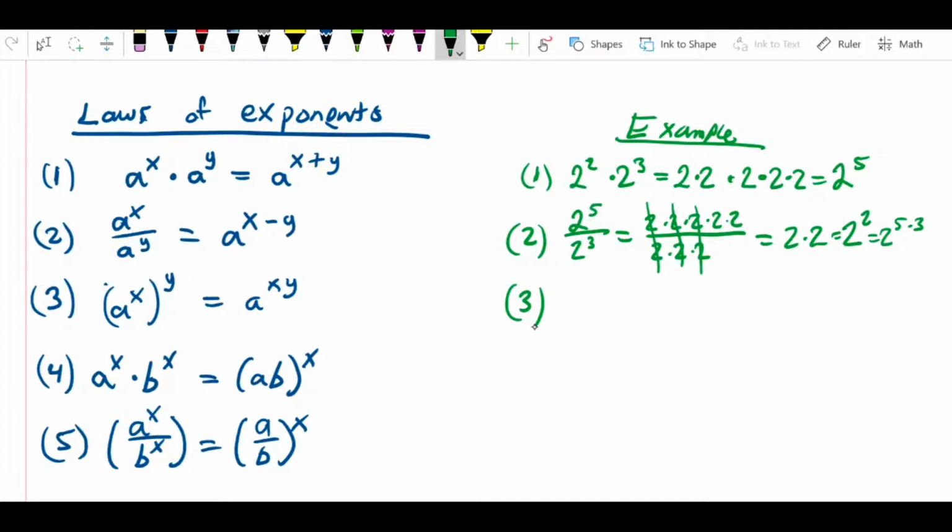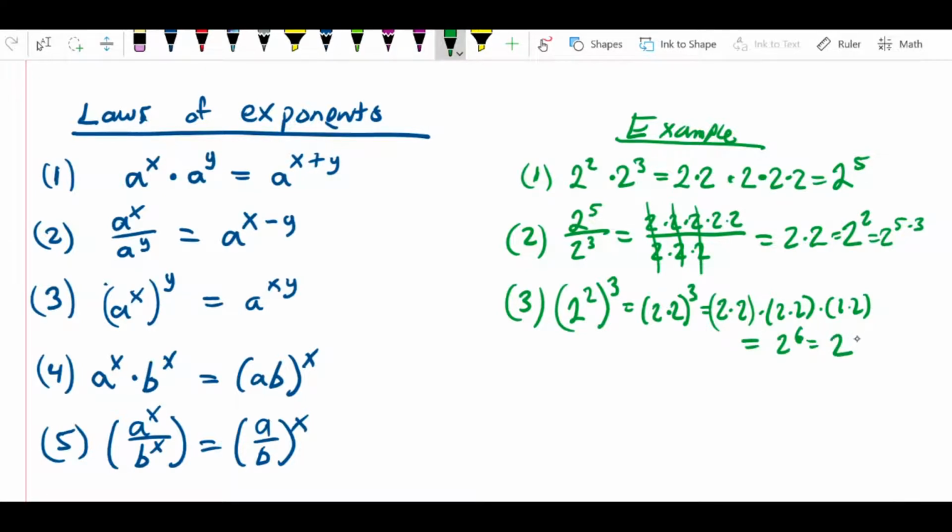Number 3, a to the x, to the y, equals a to the xy. So the example here would be 2 to the 2, to the 3. That should equal 2 to the 2 times 3, which is 2 times 2 times 2 times 2 times 2 times 2, that's 2 to the 6th, which we can easily see is in fact 2 to the 2 times 3. So that law works as well.